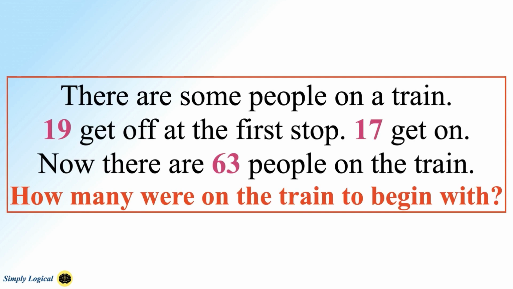There are some people on a train. 19 get off at the first stop, 17 get on. Now there are 63 people on the train. How many were on the train to begin with?